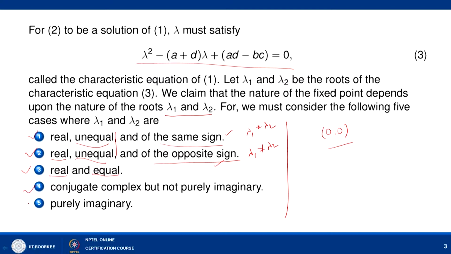And the fourth and fifth cases correspond to the case when lambda 1 and lambda 2 are complex. So, they are not real. Again, in complex we have two sub cases: conjugate complex but not purely imaginary, which means they have both a real part as well as an imaginary part, and the fifth case corresponds to purely imaginary, which means the real part is missing here. So, these are the 5 cases, and based on each case we have one theorem which tells us the behavior of 0, 0 under this condition.